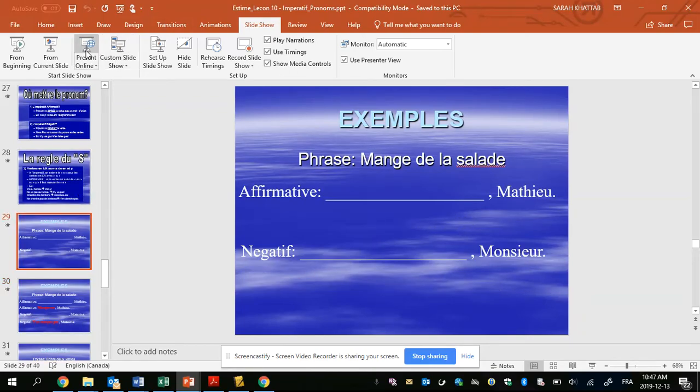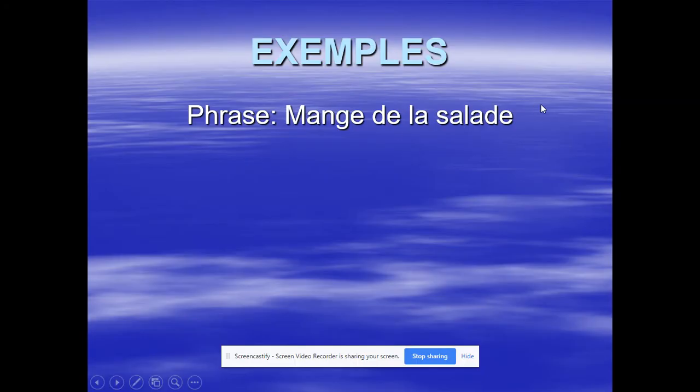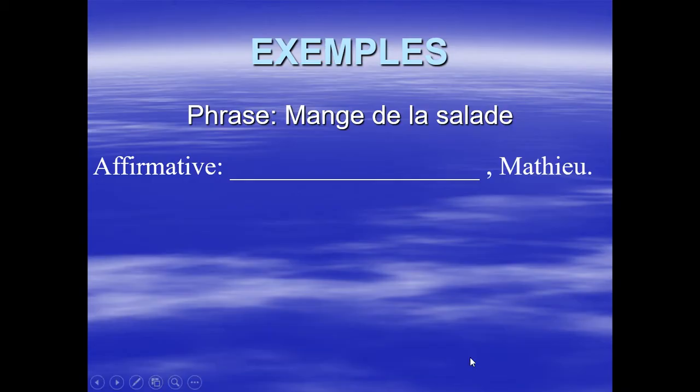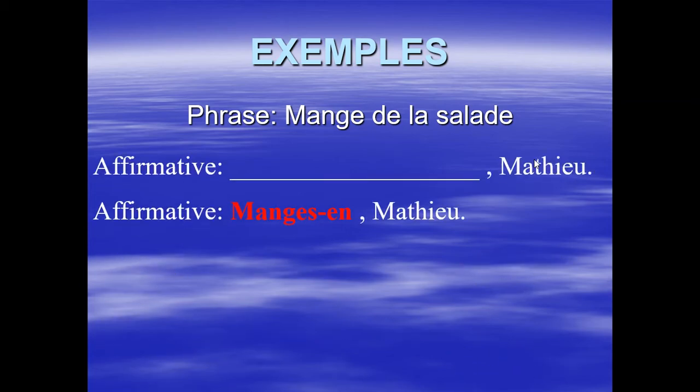Okay, we're going to revisit the examples, and I will highlight the specific examples that use the S rule that you've just learned. Going back to mange de la salade, the S rule says for ER verbs in affirmative, you would keep the S. If you're talking to somebody like Mathieu, or any single subject where you'd use tu, the tu form of an ER verb, the first one should be mange-en, and there should be an S there. Mange-en Mathieu. And you use en because you're replacing de la salade, which means some salad.